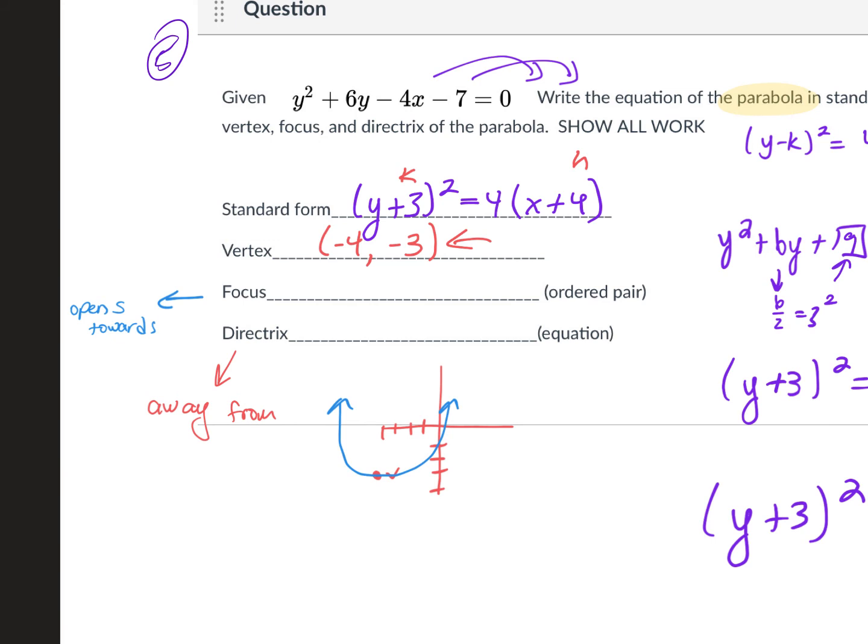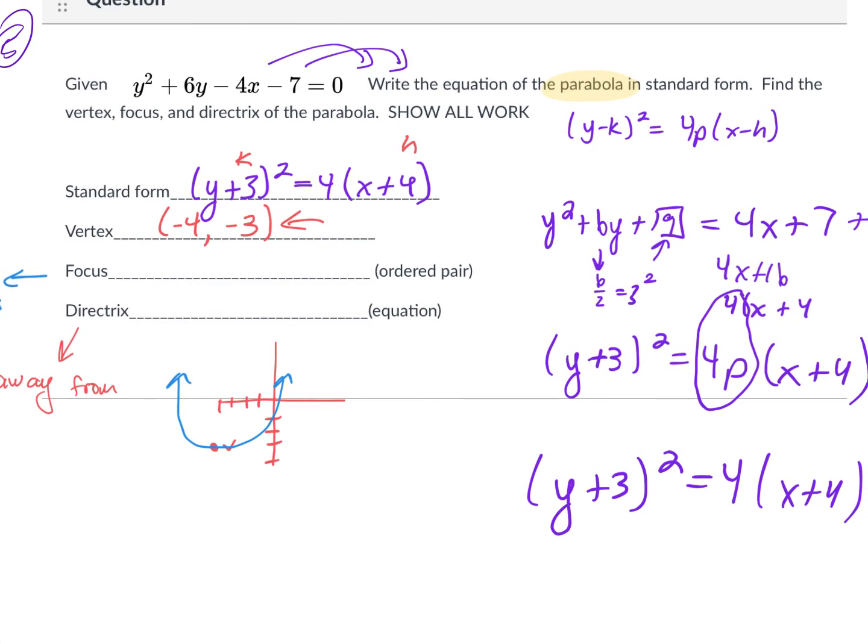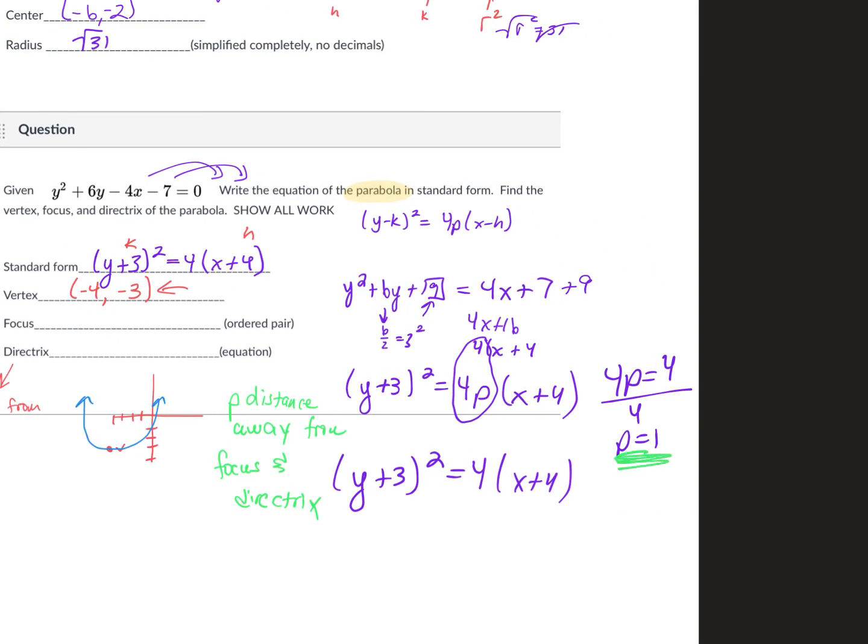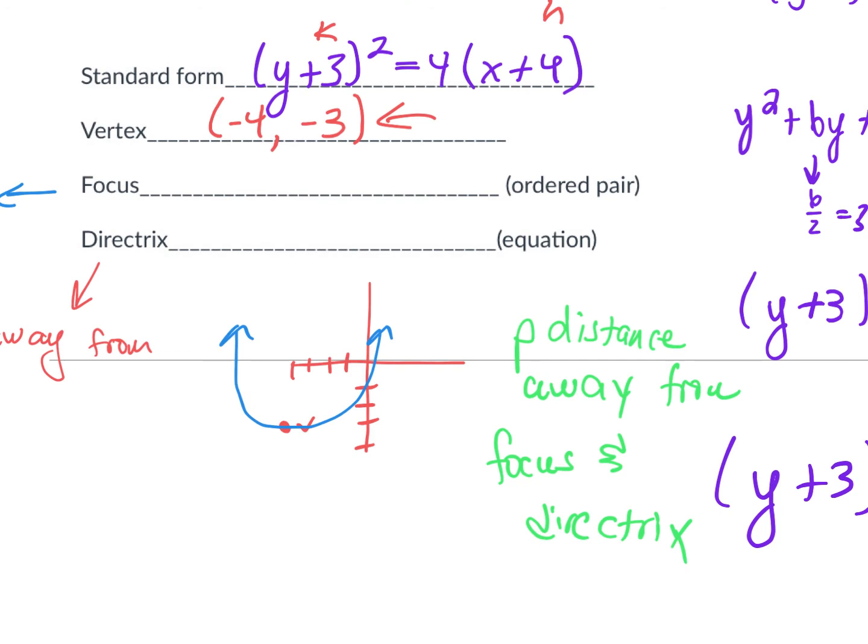Anybody remember what that P value stands for? Ooh, we got some remembering to do. Andrew, tell me. Distance away from the focus and the directrix. Because remember, it's equidistant. It's just one goes one way, one goes the other. So what was my P value here? What did we say P was? 1. So my focus is going to be right here, and my directrix is going to be here.